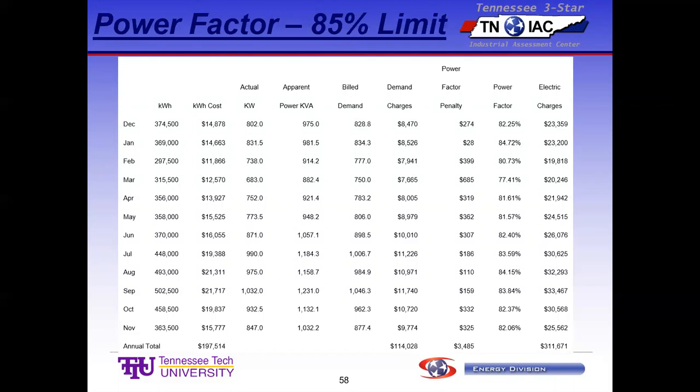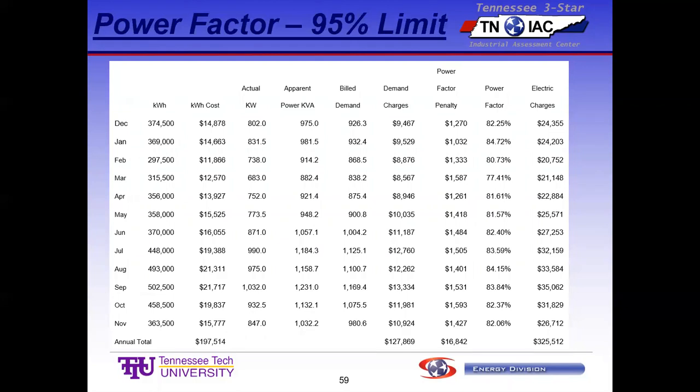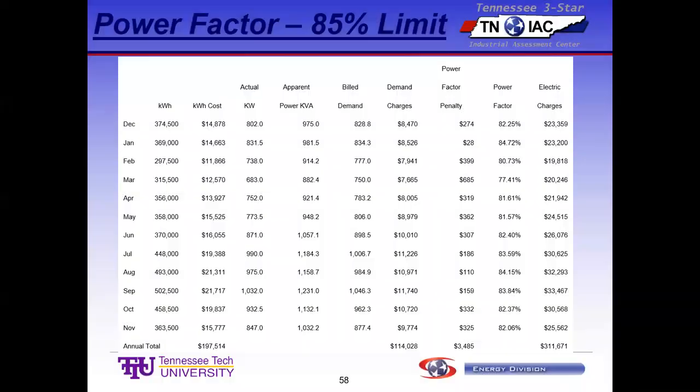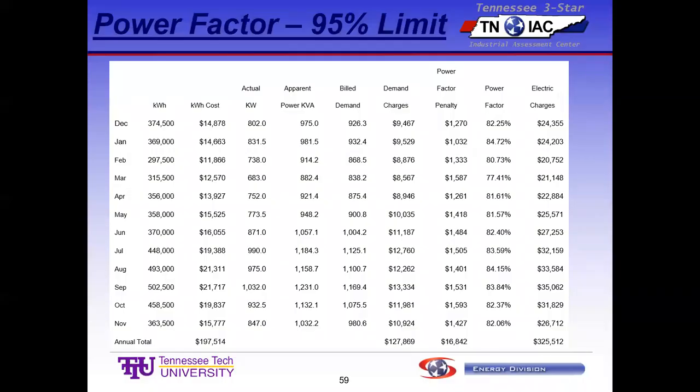And you can get a rough payback on something like that. This shows the same bill taken to 95%. Just for fun, I ran this at 95%. And you see now at 95%, that penalty's up to almost $17,000, which gets some people's attention a whole lot more, even though that's not the rate structure they were on. I just did that as an exercise.